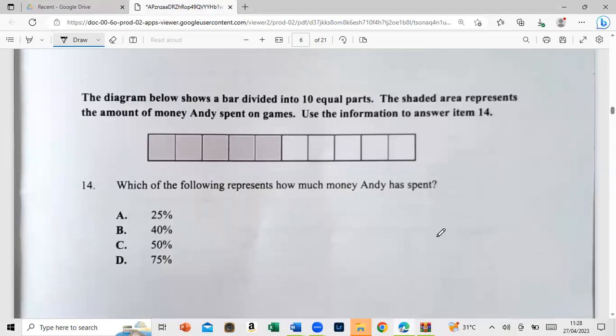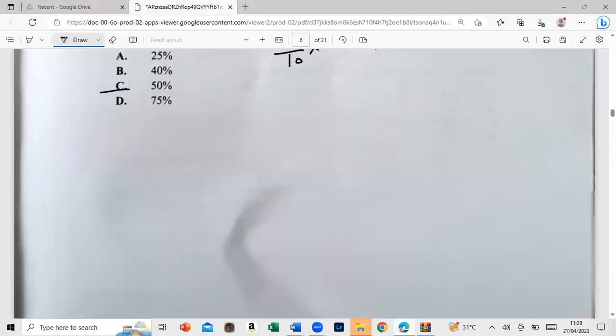The diagram below shows a bar divided into 10 equal parts. The shaded area represents the amount of money Andy spent on games. Use this information to answer. So here we can see he spent 1, 2, 3, 4, 5. So that's 5 out of, let's see, 6, 7, 8, 9, 10. So that's 5 out of 10. So that would make it a half, which is 50%. So when we work it out, we get 50%. That's a lot though, Andy. Have to do better.